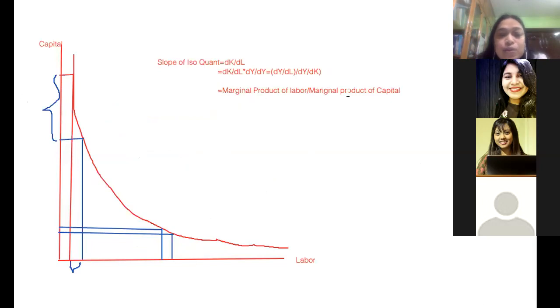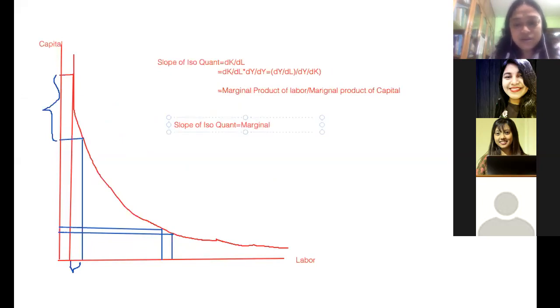And look at the slope of the iso-quant. It is telling you, like, what is this delta K by delta L, which is telling you how you substitute between labor and capital. So the slope of the iso-quant, we also call this marginal rate of technical substitution.